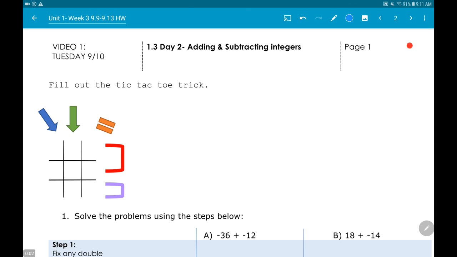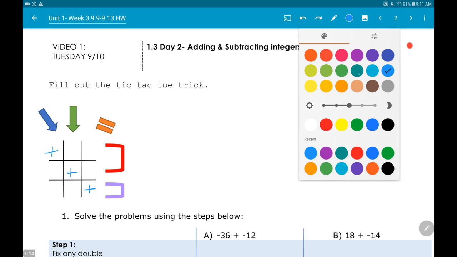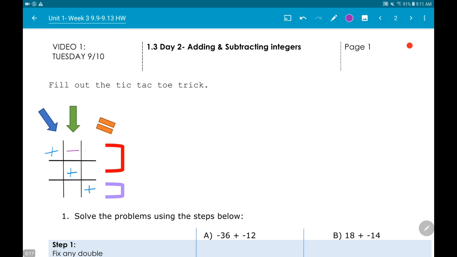Hi guys, so this is our first video of the week. It is on adding and subtracting integers. So let's do it. All right, so we've been comfortable with this tic-tac-toe board so far, and I'm going to go ahead and fill it out using what we know.